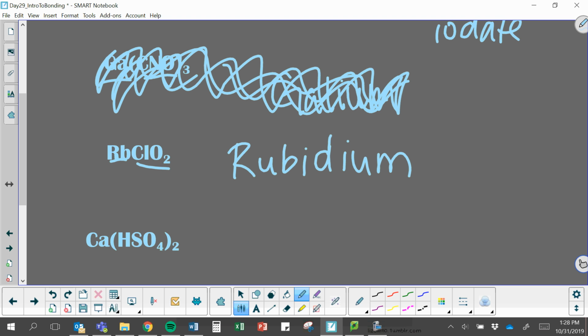So we're looking for Cl. Is the number outside or inside the parentheses? The number outside the parentheses tells us how many of this whole thing we have. So that's why it's not in parentheses, because there's only one. It would be the same thing as putting a 1, but we just don't do that.